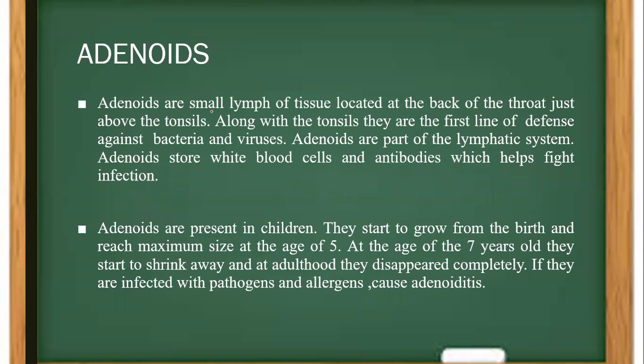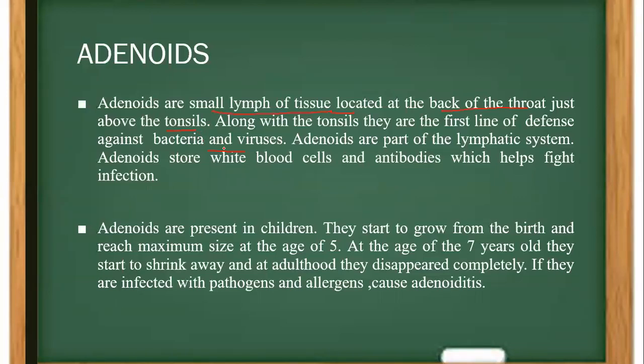Adenoids are small lumps of tissue located at the back of the throat just above the tonsils. That is the anatomical position of adenoids. Along with the tonsils, they are the first line of defense against bacteria and viruses. So adenoids have the function of providing immunity to a person.